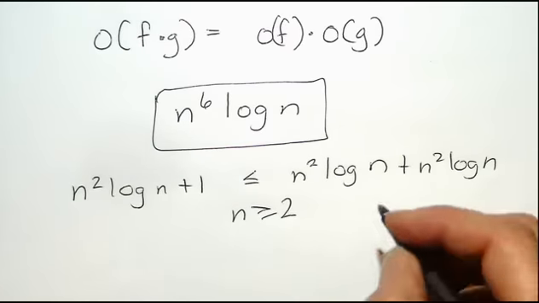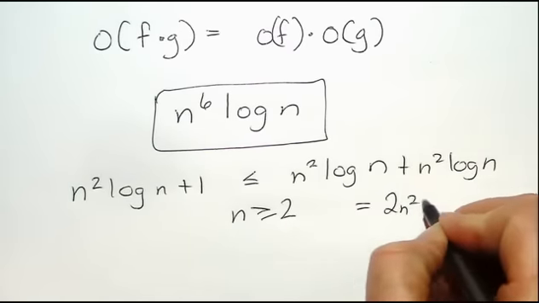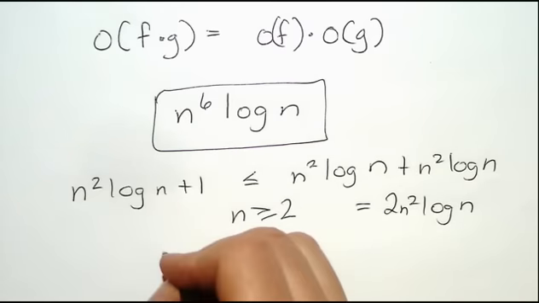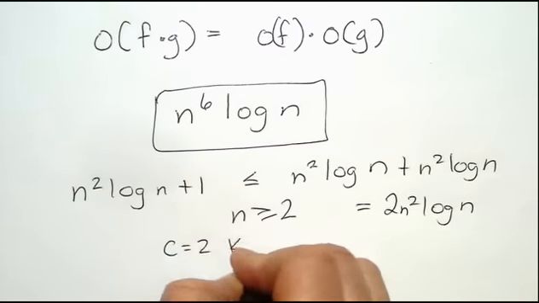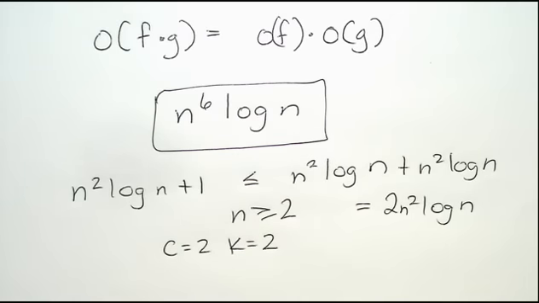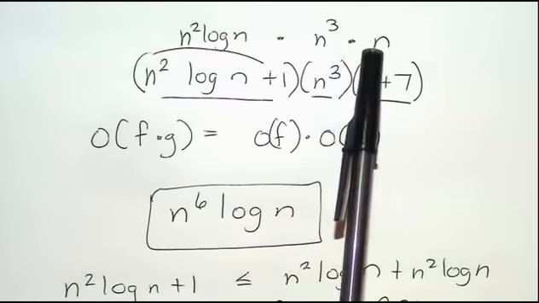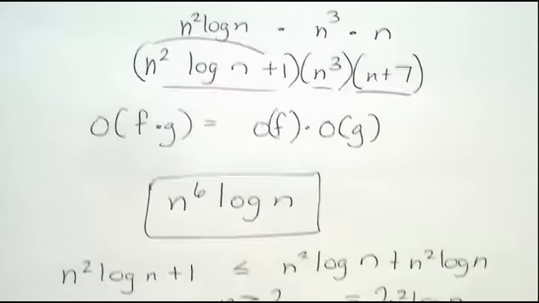So now we've just shown that this is 2n squared log n. So we just proved that n squared log n plus 1 has big O n squared log n with c equals 2 and k equals 2, right? And we already know that n cubed is equal to n cubed, so we can leave that in there. And n plus 7, we can do the same thing.